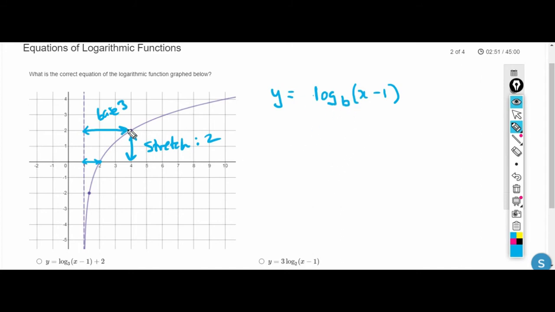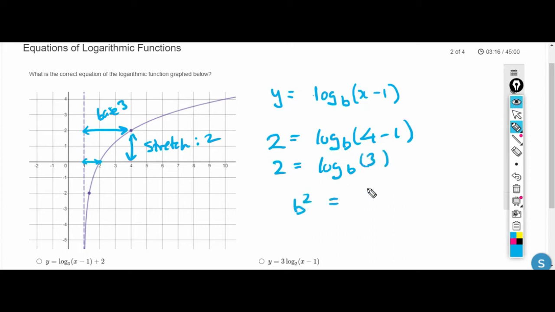We'll just input this ordered pair, which is 4 and 2, into our incomplete equation here, where we're not going to consider a stretch for the time being. So if I put in 4, this log should output 2. So this is going to give me 2 equals log base b of 3. If I go to exponential form, this is b squared equals 3, which looks like we'd have a plus or minus root 3, but of course our bases can't be negative.